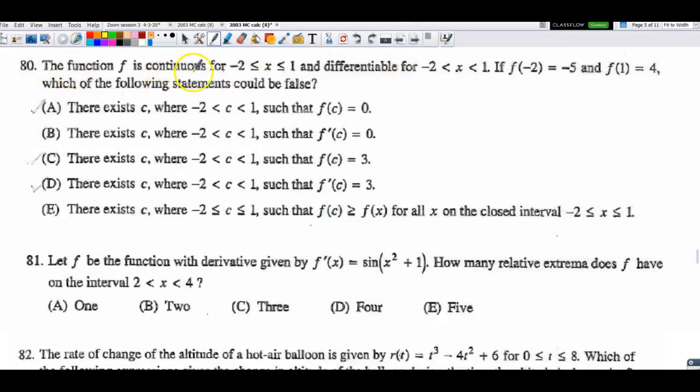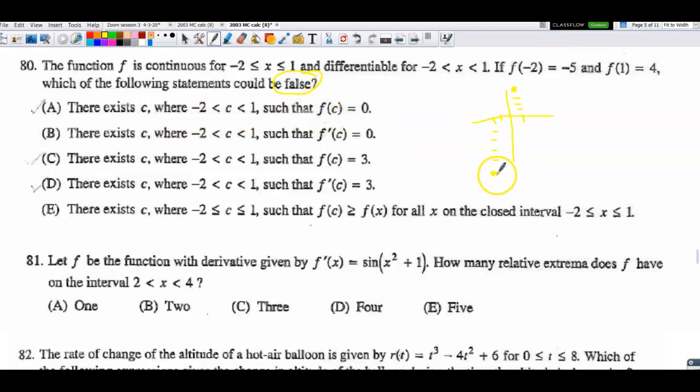Number 80, the function f is continuous and differentiable. Here we go with the theorem. From -2 to 1, if f of -2, and for me it's helpful to make a sketch of this, so I have -2, 1, 2, 3, 4, 5. And 1, 1, 2, 3, 4. Now remember, we have a function that is continuous and it does have a derivative, and we're looking for a false statement. There exists a value of x between -2 and 1 such that there is a y value of 0.